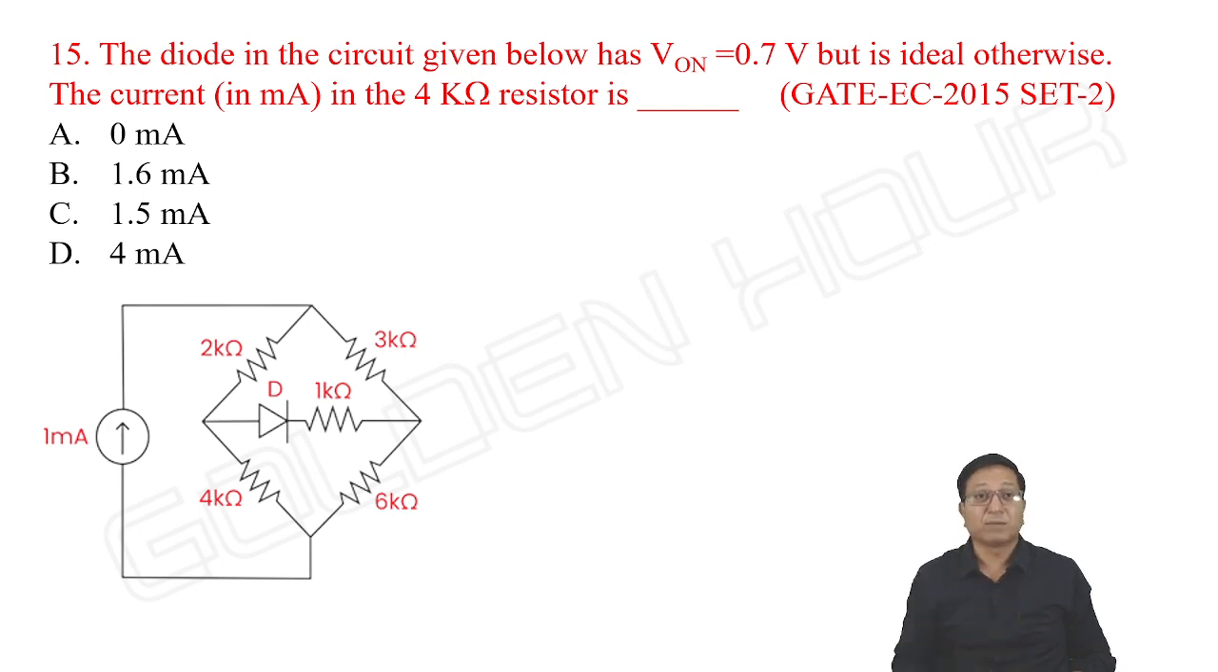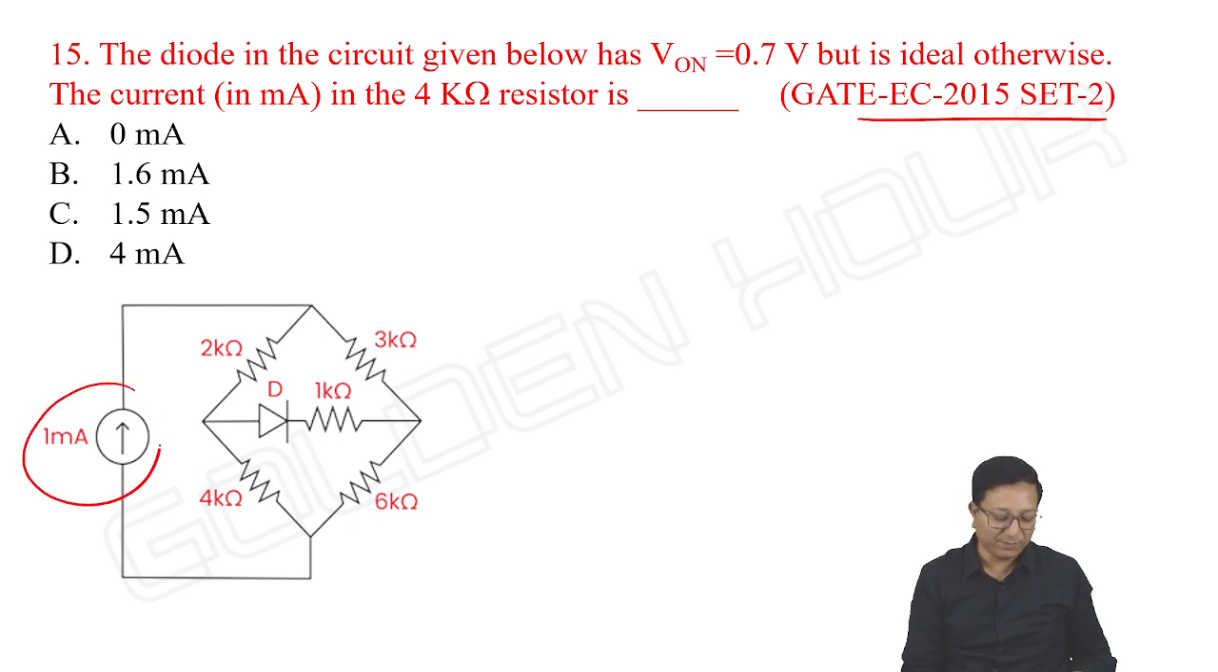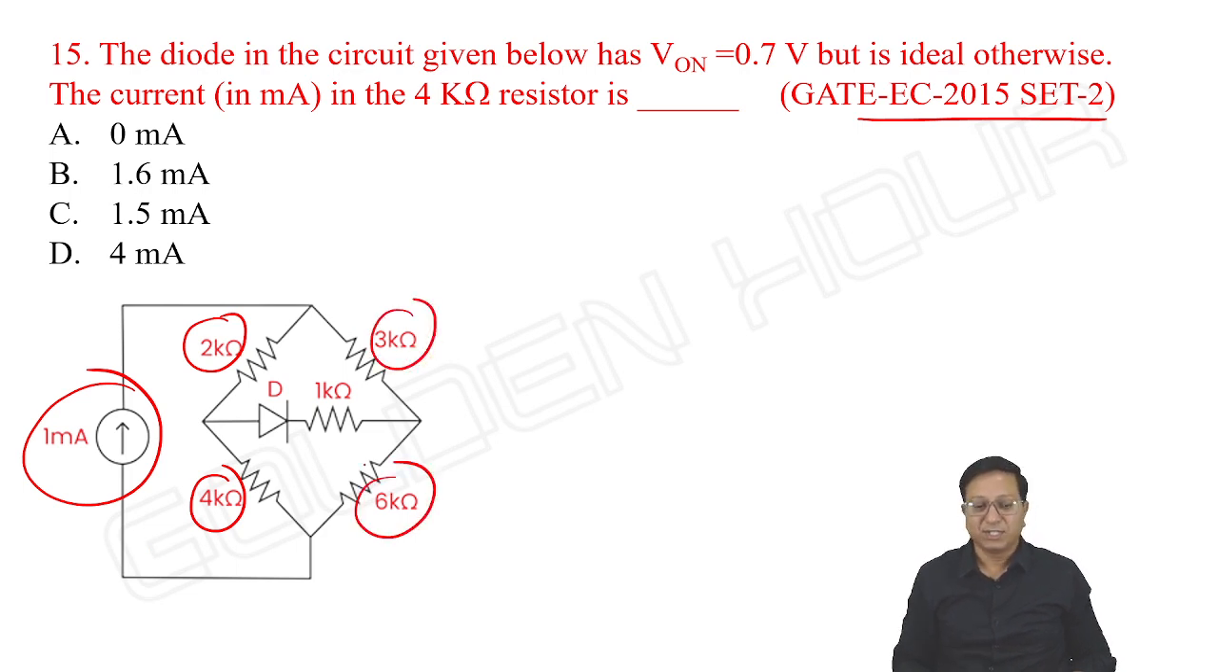Look at this one. A diode in the circuit given below has V on equal to 0.7 volts, but is ideal otherwise. The current in milliamperes in the 4 kilo ohm resistor is, from the 2015 electronics paper set. How do we do this? Whenever you see this kind of bridge, check whether it is a balanced bridge or not. Instead of a voltage source, they kept a current source here. All these things are just to confuse us. Look at whether the bridge is balanced or not. Here 2K by 4K is equal to 3K by 6K. Absolutely, it is a balanced bridge.